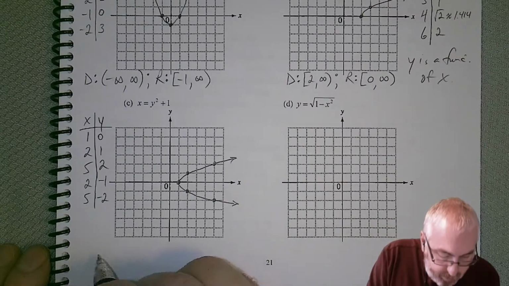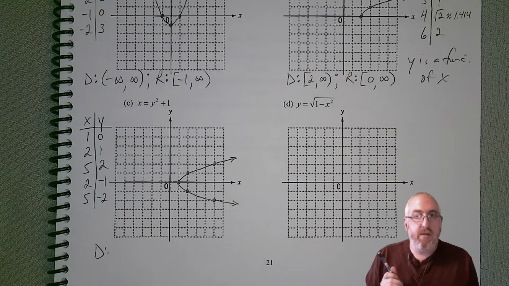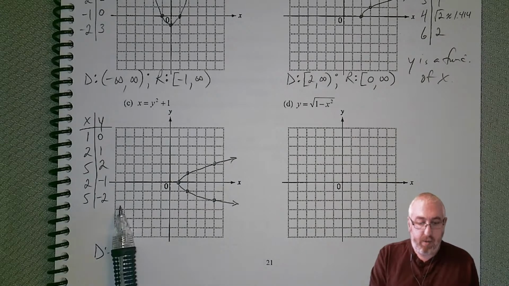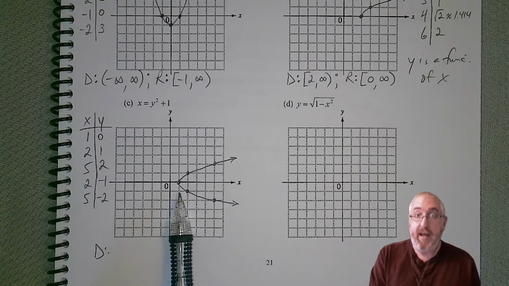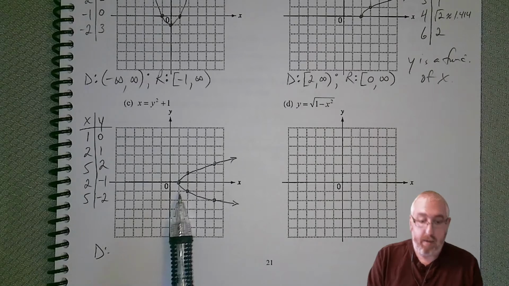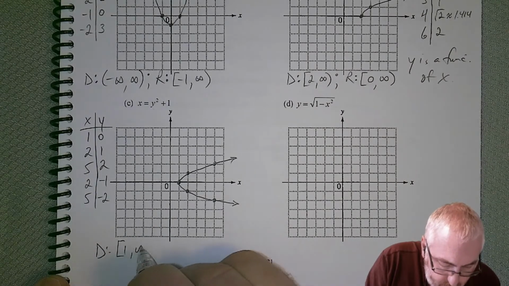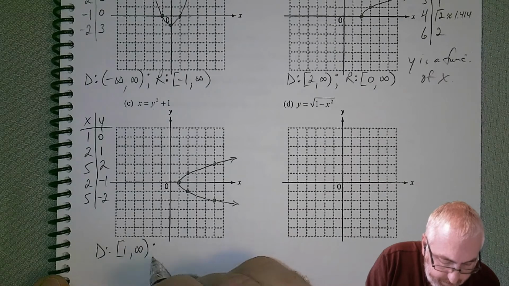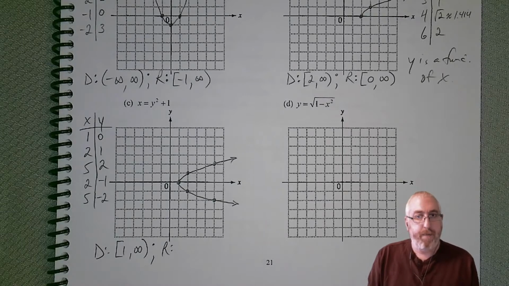Let's look at our domain and range. What values of x do we have? Or are we using? Not all of them. The x's don't start until we get to this 1. And it's in there. So we want to make sure we include 1 to infinity. What about the range?